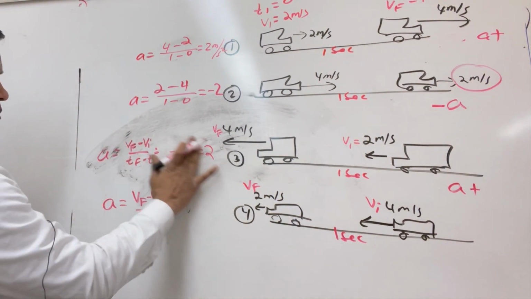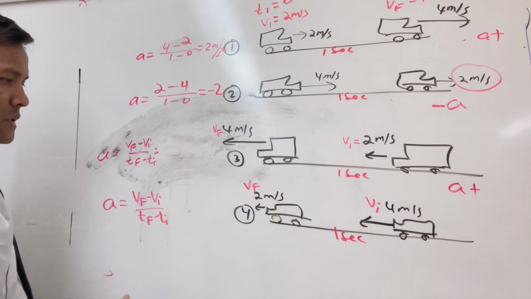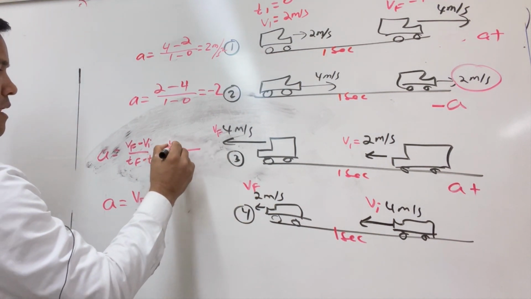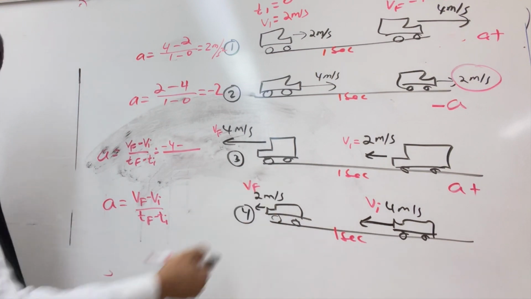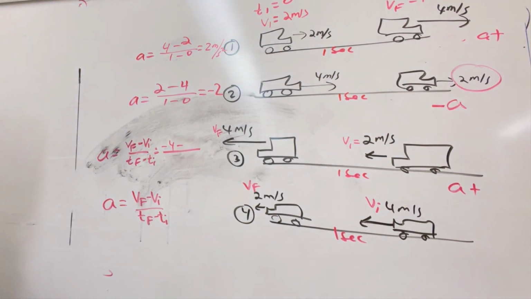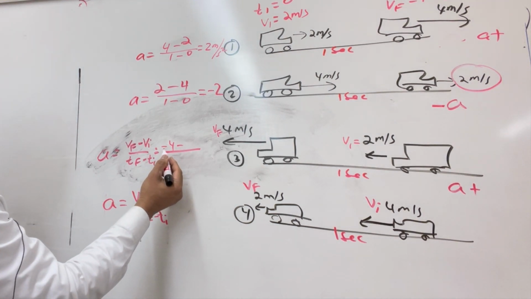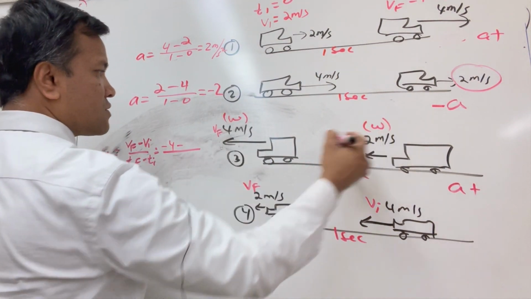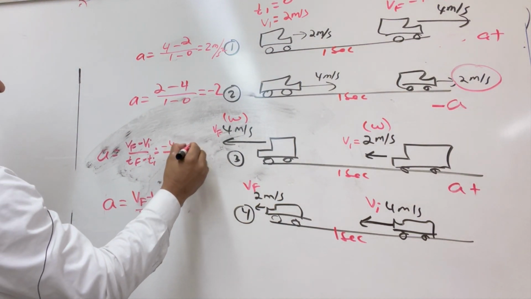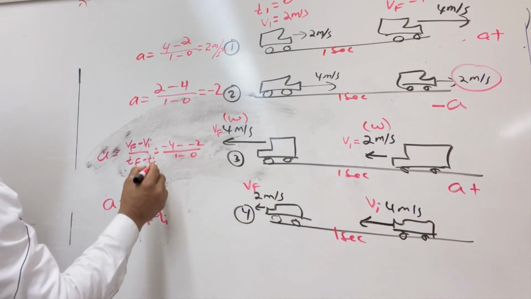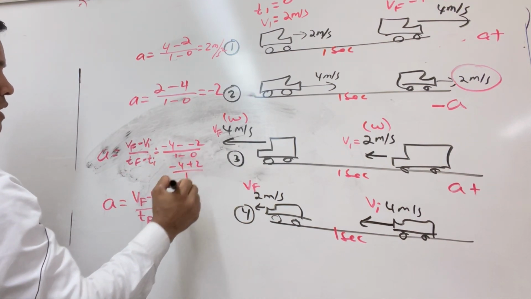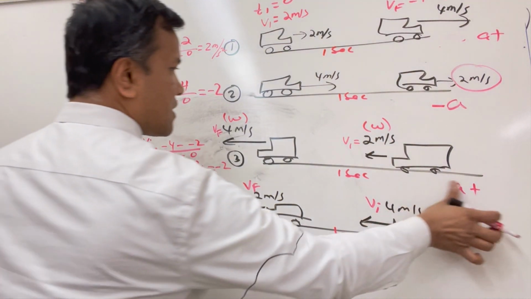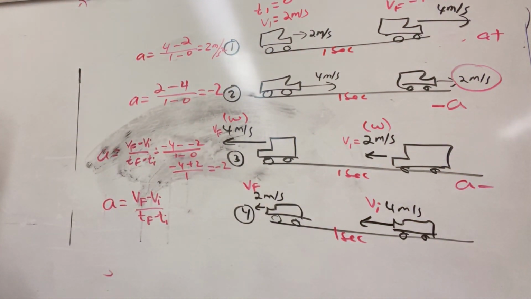Oh, there is a mistake being made over here. V final is negative 4, and V initial is negative 2, because this is west and this is a vector. So these are vectors, these are west, so this is negative. So minus 4 minus minus 2, over 1 minus 0. So minus 4 plus 2 over 1. So this is, of course, minus 2. So acceleration is negative. Okay.